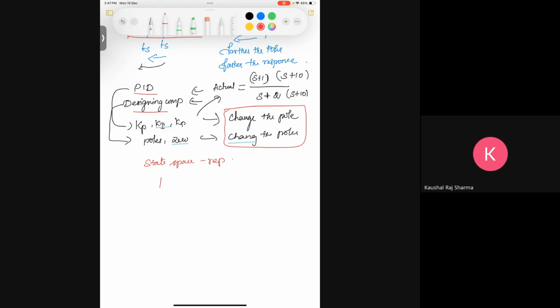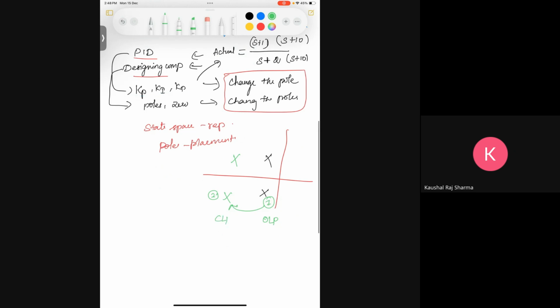In state space representation, we call this the pole placement method, where ultimately we are going to do the same thing. If I want to change the poles from black to this green location, say my open loop poles are at location 1 and my closed loop poles have to be at location 2, what should my gain be? That's what the pole placement controller helps you find.